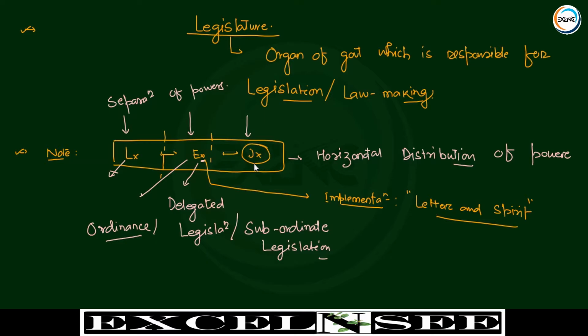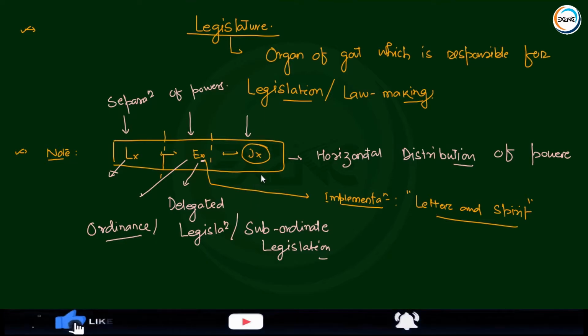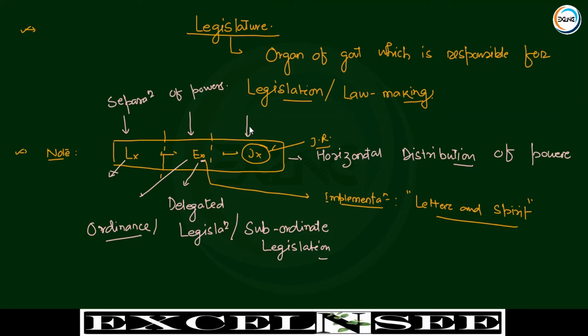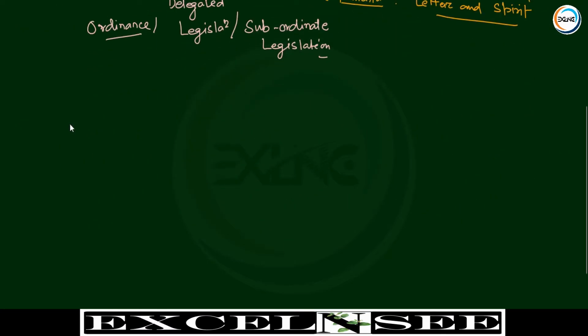And the judiciary is called the protector of fundamental rights, meaning what? Judicial review. So there are three organs: legislature, executive and judiciary. Now let's see the formal arrangement.